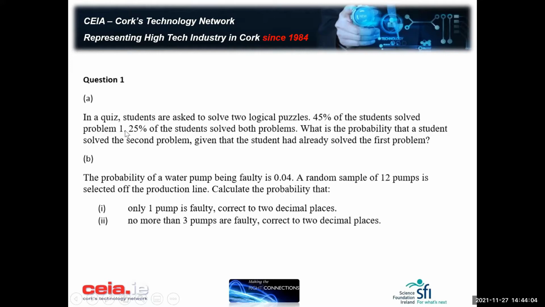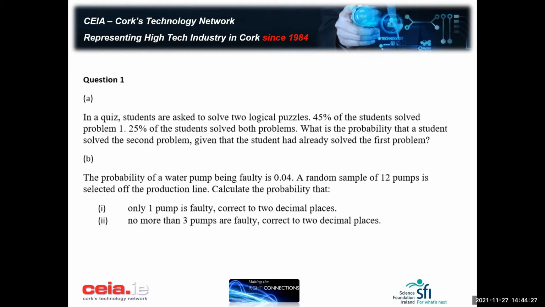So just an issue that I've encountered before, and I almost fell into it myself. This full stop here is unfortunately placed. In my haste, I originally interpreted this as 1.25%. It's not. It's 1 full stop, and then the next sentence is 25% of the students solved both problems. So that's just a note on format. This is a question on conditional probability.